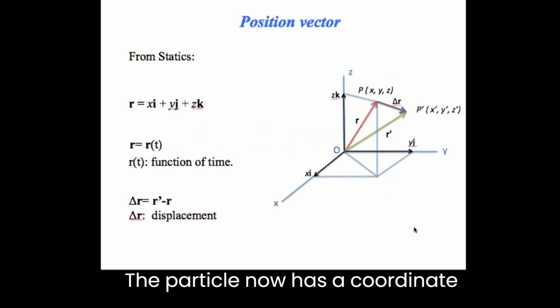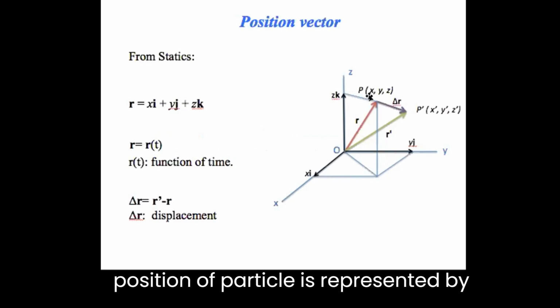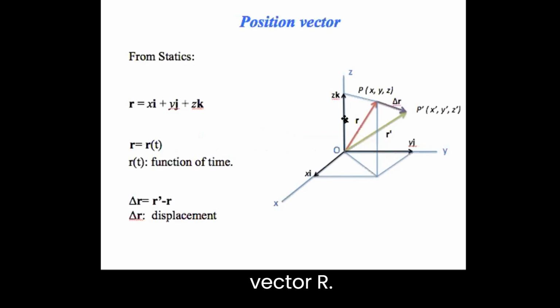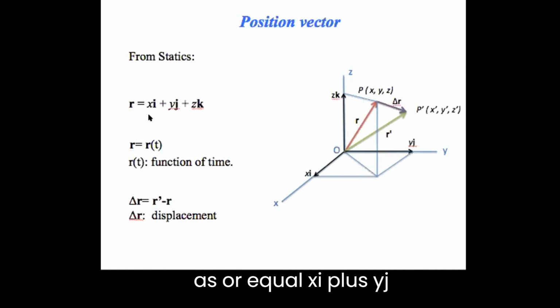The particle now has coordinates in x, y, and z, and the position of the particle is represented by vector r that is drawn from the origin to this particle. This position vector r is written in Cartesian form as r equals xi plus yj plus zk. Again, i, j, k are unit vectors along the x, y, and z axes respectively.